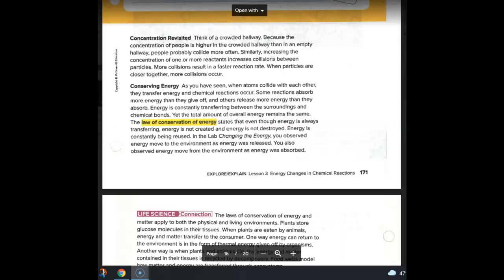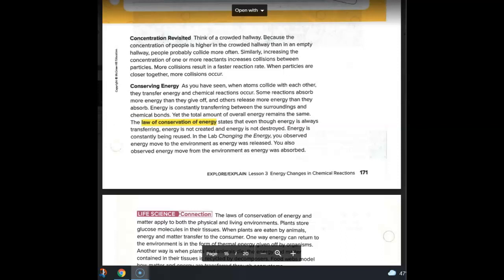And then you will be revisiting your science probe on McGraw-Hill. So let's start with concentration revisited. Think of a crowded hallway. Because the concentration of people is higher in the crowded hallway than in an empty hallway, people probably collide more often. Similarly, increasing the concentration of one or more reactants increases collisions between particles. More collisions result in a faster reaction rate. When particles are closer together, more collisions occur.